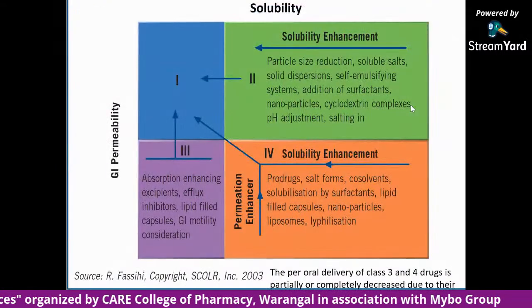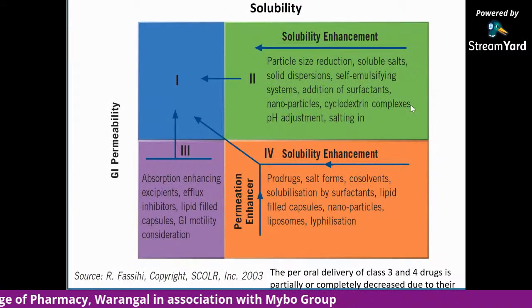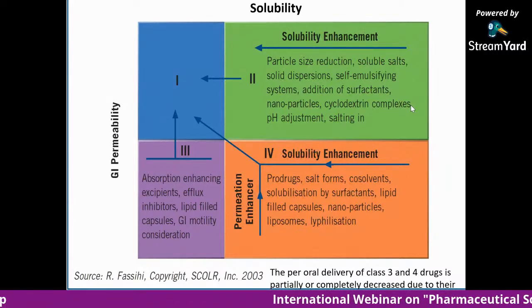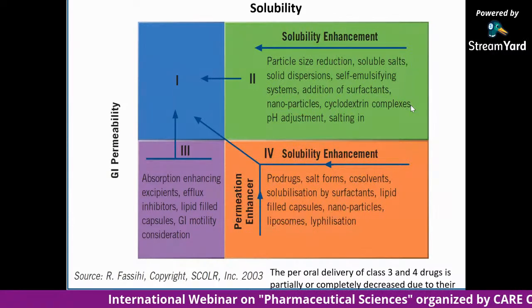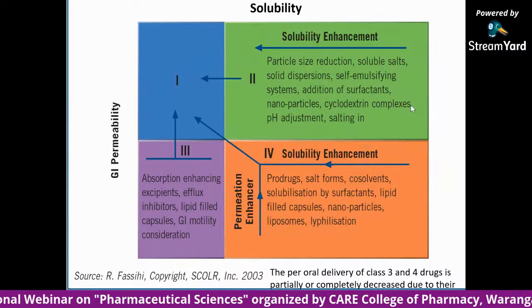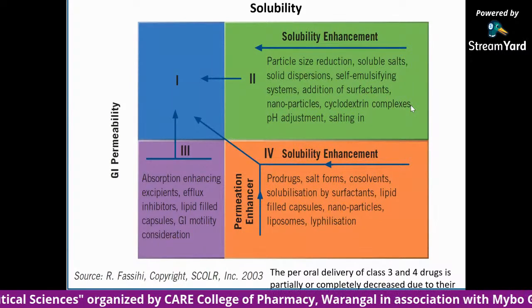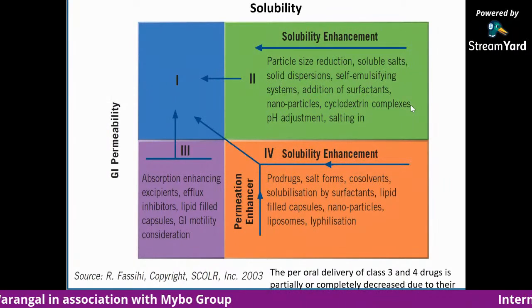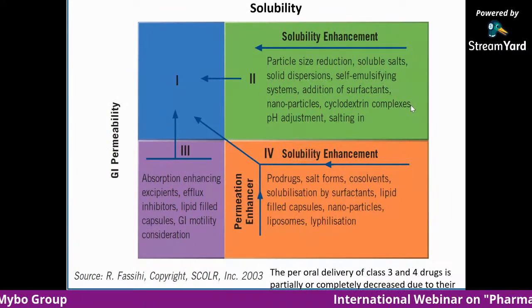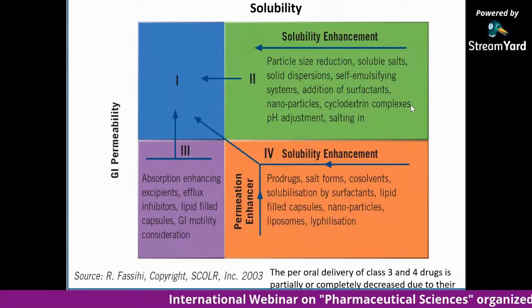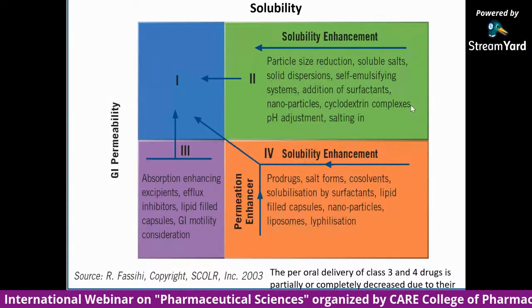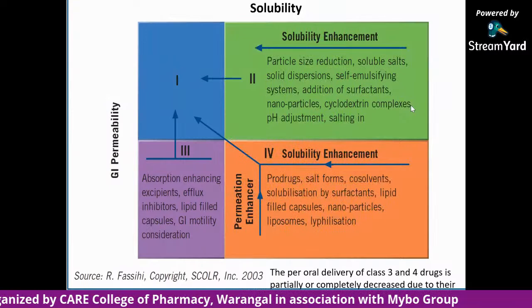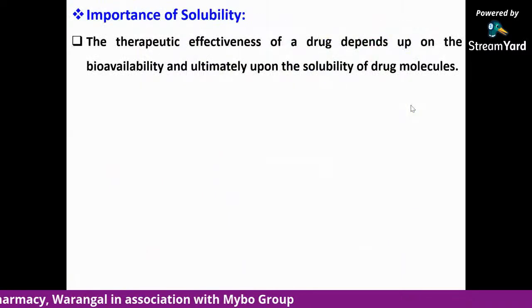So there are various techniques to enhance the solubility and permeability, the GI permeability of these drugs. And as I mentioned in the previous slide, class 1 drugs are very much ideal for the delivery. And there are various techniques that are used to enhance the solubility of these drugs. The techniques include particle size reduction, soluble salts, solid dispersions, and various systems, including cyclodextrin complexes. And there are various absorption enhancing excipients or efflux inhibitors for increasing the permeability. And we can see in the next slides about various techniques that are used for enhancing the drug solubility and the dissolution rate.